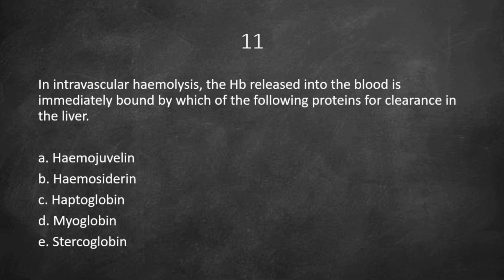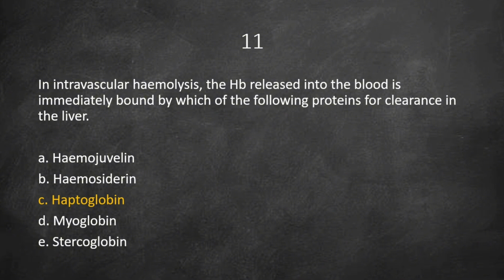Okay, let's move to question 11. Question 11 says in intravascular hemolysis, the Hb released into the blood is immediately bound by which of the following proteins for clearance in the liver? So the options are A, hemojuvelin, then B, hemosiderin, then C, haptoglobin, D, myoglobin, and then E, stecoglobin. The correct answer here is C, haptoglobin.